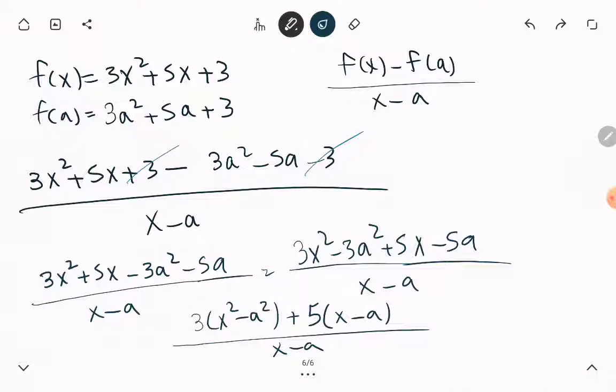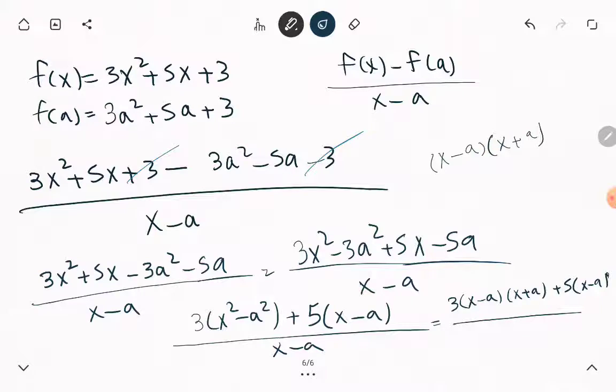This is actually the same as x minus a times x plus a. So I can rewrite this as 3 times x minus a times x plus a plus 5 times x minus a, all over x minus a, and then I can simplify this and this and this and this, and then just distribute whatever I have on top, which is 3x plus 3a plus 5. So that's all for this video.